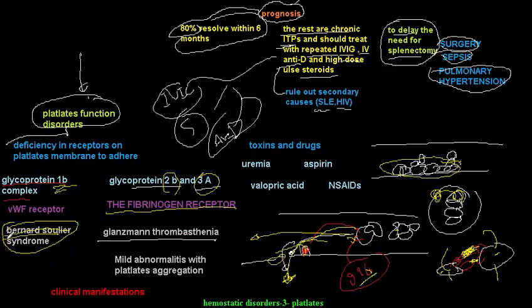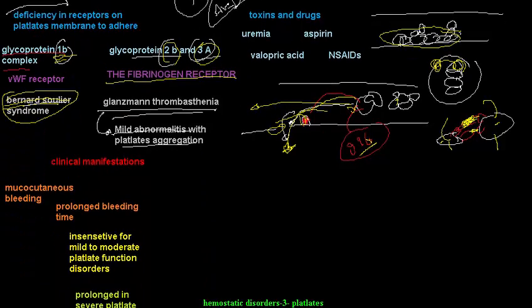So remember the Bernard-Soulier syndrome is about the inability of platelets to land on the endothelium of the vessels. Glanzmann thrombasthenia is an inability to aggregate the platelets over each other. The Bernard-Soulier syndrome is about glycoprotein 1b. The Glanzmann is about 2b and 3a. The Glanzmann is milder than the Bernard-Soulier syndrome because we have landing but no aggregation.